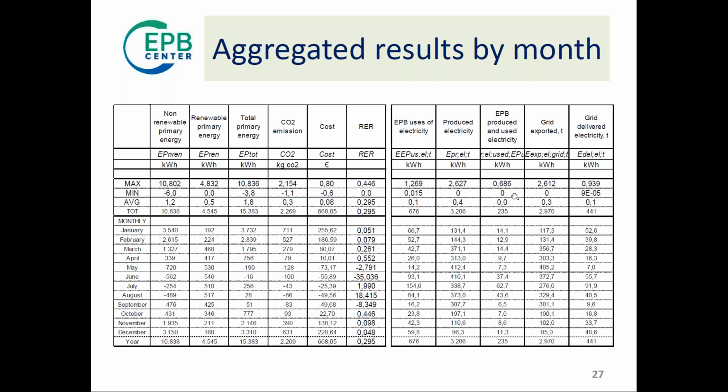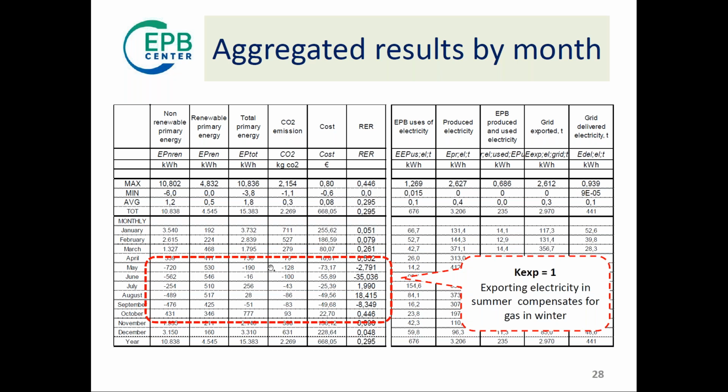And here you have some details about the electric energy. And you see, for example, that even in the month where you have EPB uses, you have produced electricity, you produce more than what is used, but indeed something is exported to the grid because you have not the simultaneity. And you can see also here, important, this month, these are the results for the summer. And in summer, we have a lot of PV, but there's just a little bit of air conditioning. So we are exporting PV energy.